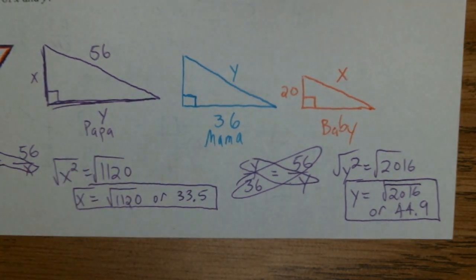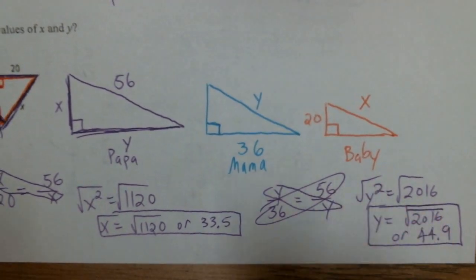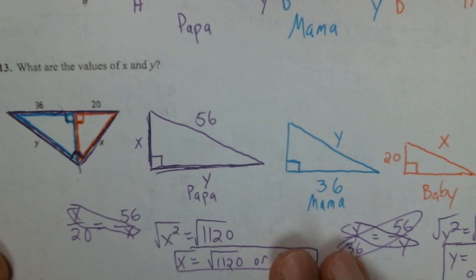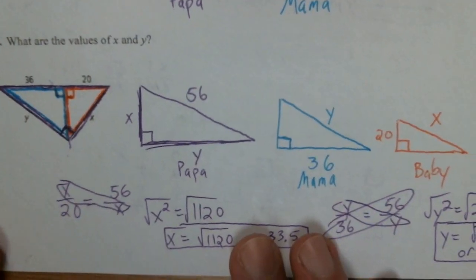Okay, tricky stuff, guys. Chapter 6, Similarity. It's not the easiest stuff in the world, so if you're not understanding any of this, please feel free to go back and rewatch parts of this video, slow it down, watch it as many times as you need to make sure you're comfortable with the concepts.